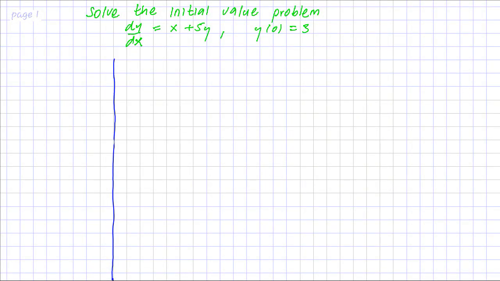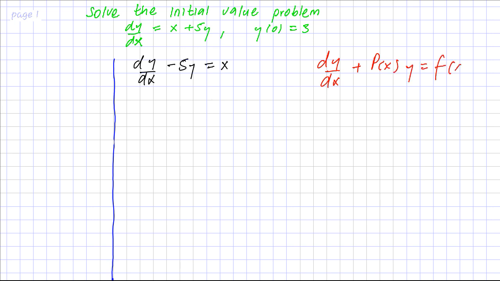Hi, here we are required to solve an initial value problem. We're given dy with respect to x, if we take 5y across, is x. Then we can see right from here that now our equation is in its standard form: dy/dx + p(x)y = f(x). This is the standard form for a first order differential equation.